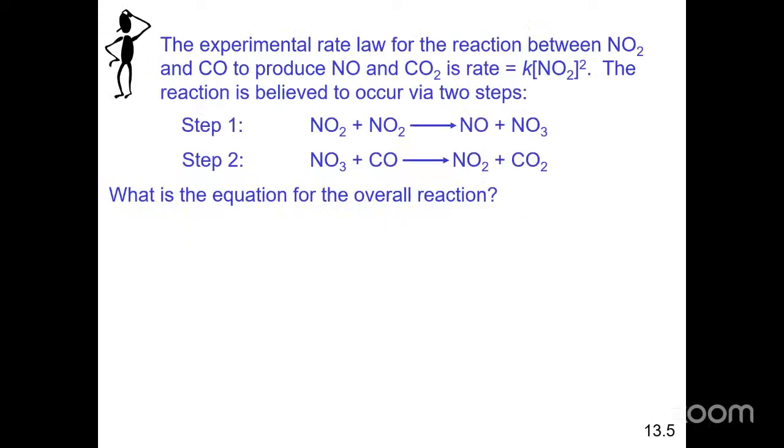Okay, so based on what we have just covered, let's look at this example here. It says the experimental rate law for the reaction between NO2 and carbon monoxide to produce nitrogen monoxide and carbon dioxide is, and this is the rate law, rate is equal to k times the concentration of NO2 squared. The reaction is believed to occur via two steps, and it gives you the two steps here and here. So the first question is, what is the equation for the overall reaction? So what say you? Based on what we have just learned, what do you think is the overall equation?